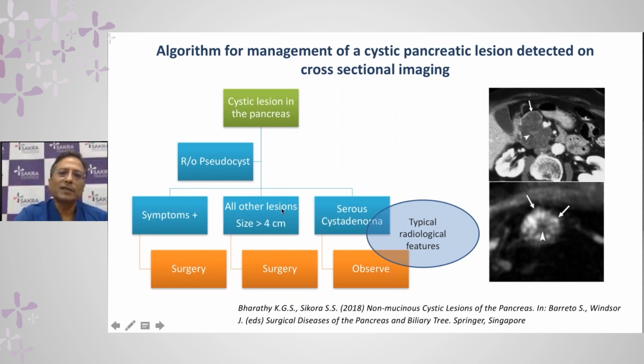All other lesions, and if this is more than 4 or 5 centimeter, they need surgery. So this is a simple algorithm to follow in OPD. Then there are other complexities about diagnosis in various situations, and I'm not going into that. So take this as a rule of thumb for how to look at a cystic lesion in the pancreas.